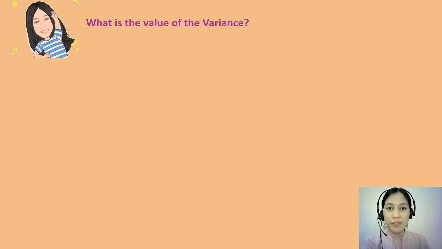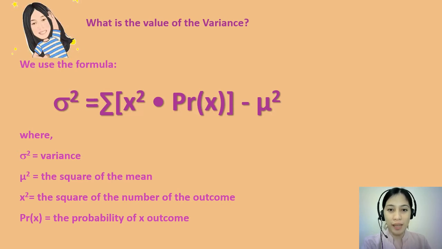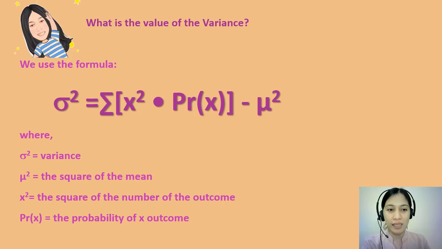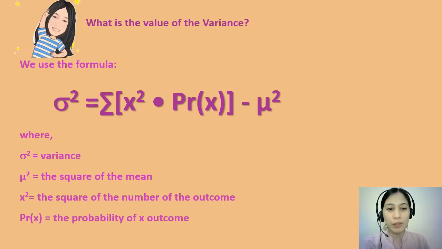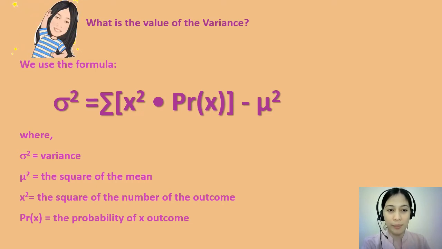Now, what is the value of the variance? We use the formula sigma squared is equal to the sum of the product of x squared and the probability of x, minus mu squared, where sigma squared is equal to the variance, mu squared is equal to the square of the mean, x squared is equal to the square of the number of the outcome, and P(x) is equal to the probability of x outcome.